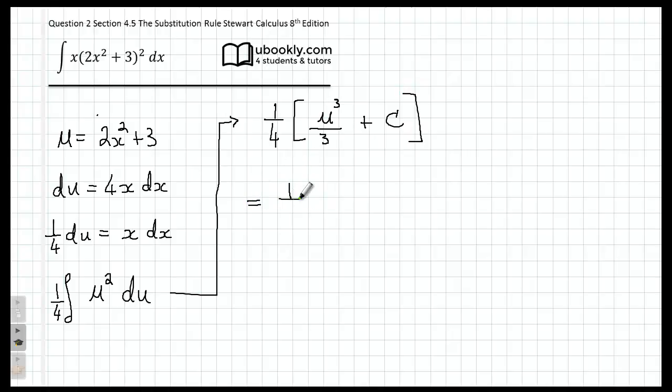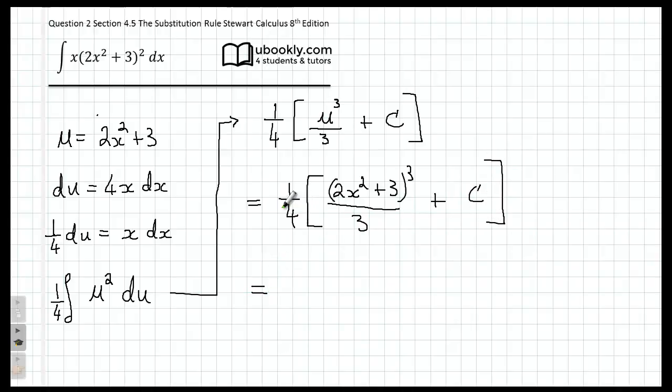Now I'll substitute my x's back in. My u is equal to 2x squared plus 3. So I've got 2x squared plus 3 all cubed over 3 plus c.